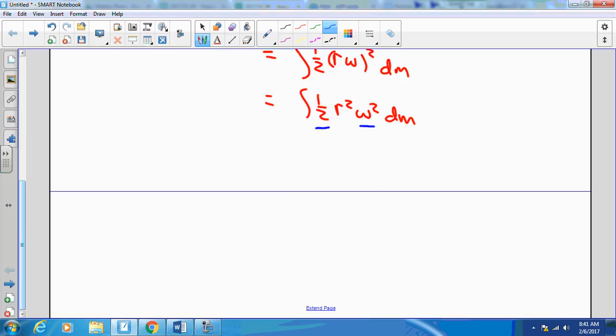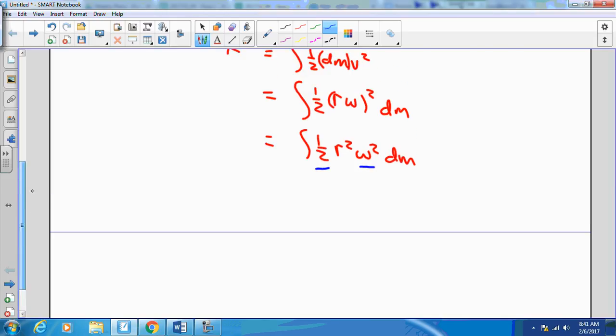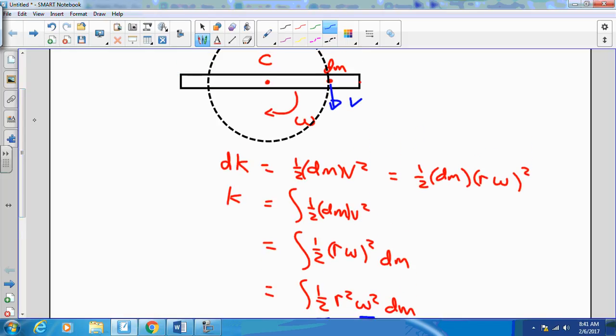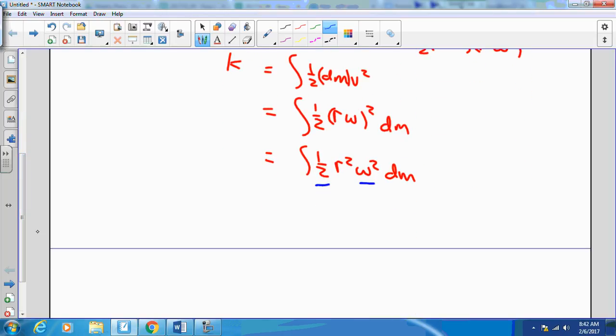I observe that 1/2 and omega squared are both constants for this object. Now, what do I mean when I say that omega is constant for this object? What I mean is that all of these points that are moving on the bar right here all have the same omega because they're under rotation. And so the omega does not depend upon which particular dm I pick. It's the same for all dm's, and so it is a constant and can come to the outside of the integral.